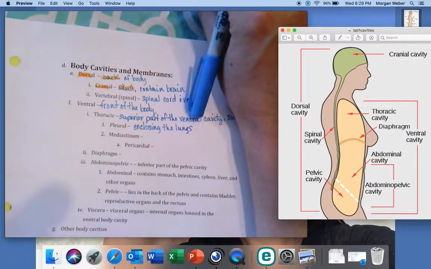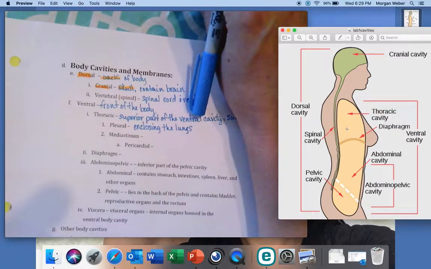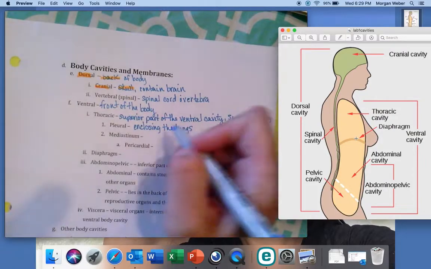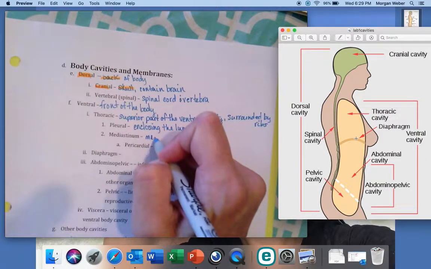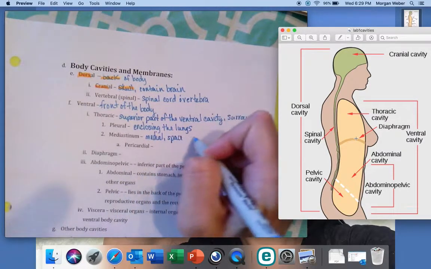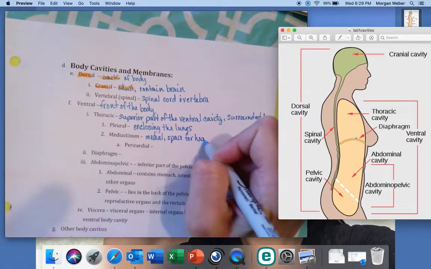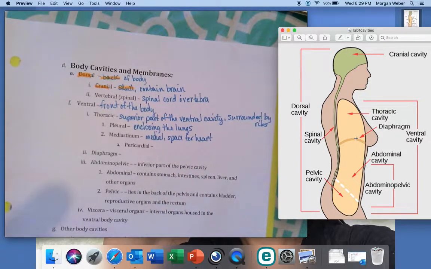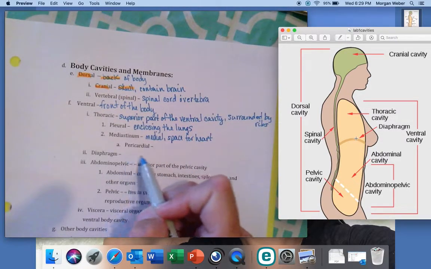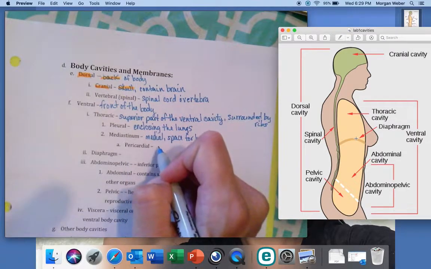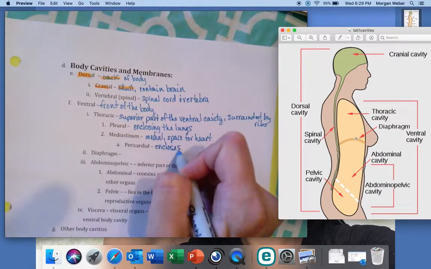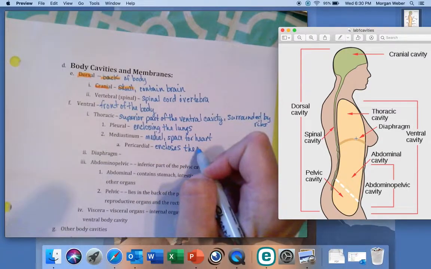Okay, we have the mediastinum. So remember, we drew that right here. So the mediastinum, okay, is going to be in the middle or medial, and it is the space for the heart. Now, pericardial. Remember, we did med-term for this, right? So it goes around, encloses the heart. Again, this is a sac.